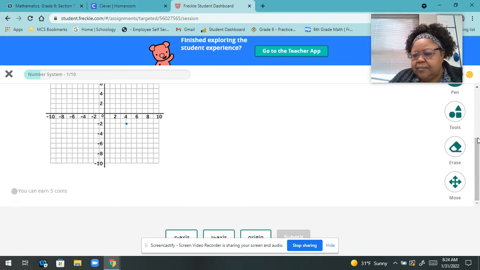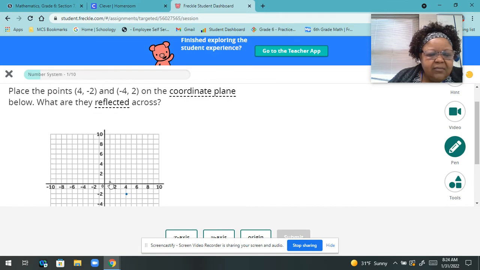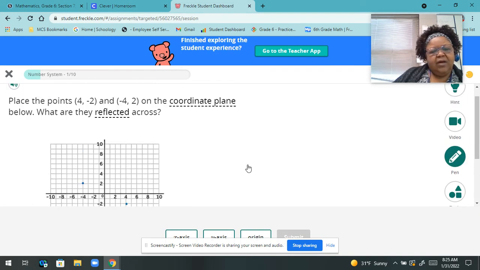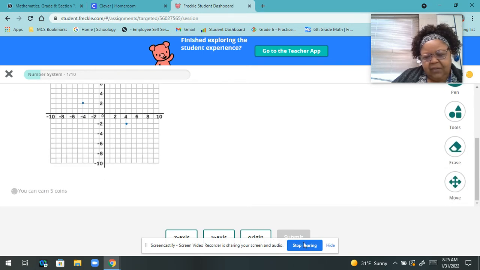Okay. And then -4 and +2. Okay, so X is 4. So it says, what are they reflected about? Well, if it was reflected across the y-axis, either this point would be here or this one would be there. If it was reflected across the x-axis, it would be there or there. So it looks like it's going that way, so it's reflected about the origin.